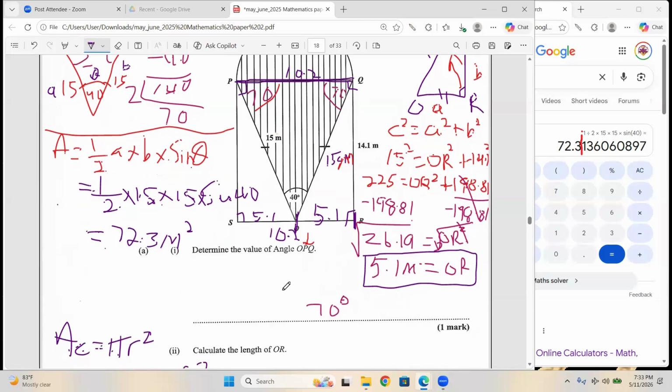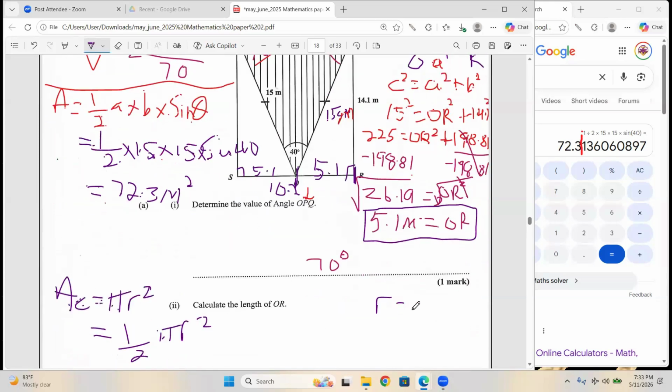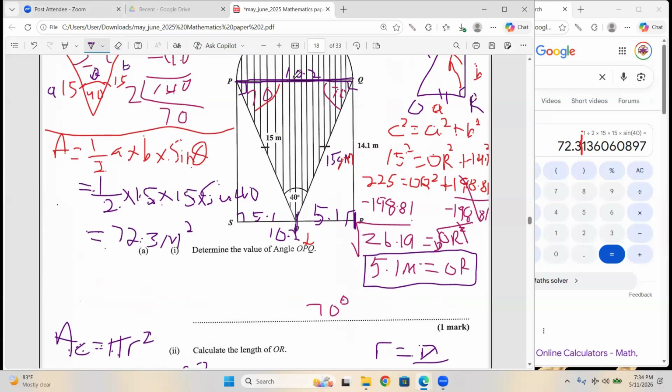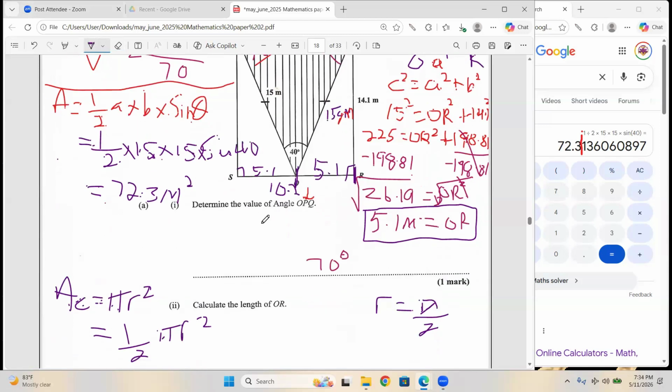In order to find a radius, you divide the diameter by 2. But we don't have to go back and divide the diameter, because we already know that half of the line is 5.1. So it's the same thing going here. Half of this line will give us a radius here and another radius here. The radius is 5.1. I hope you understand that, right?